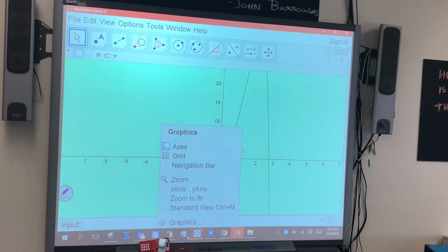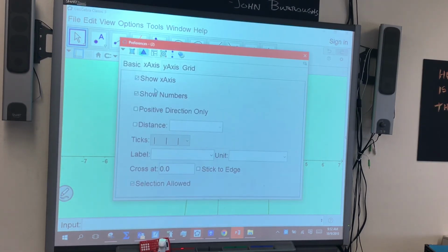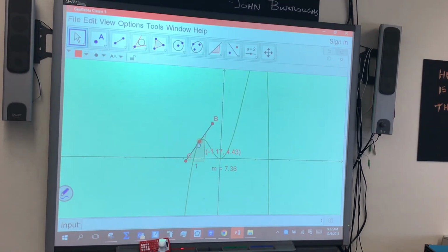Let me get the grid off here. Let's get the axes. I don't even care about the numbers. So if I'm looking at this point, we see our slope. Our slope right now is positive, right? It becomes 0, stop right there. And then my slope becomes what? Negative.